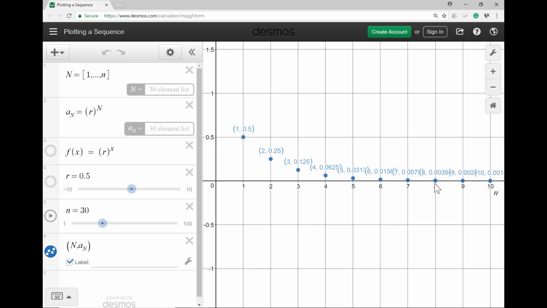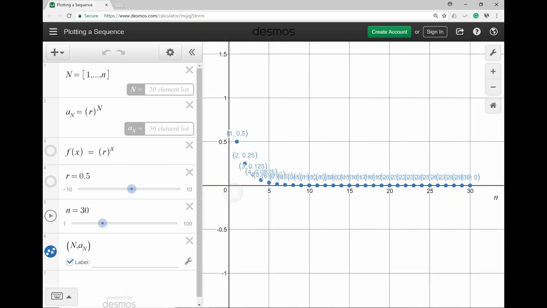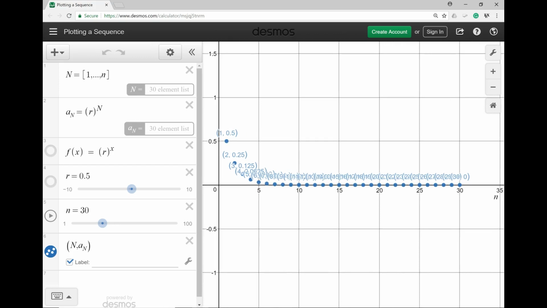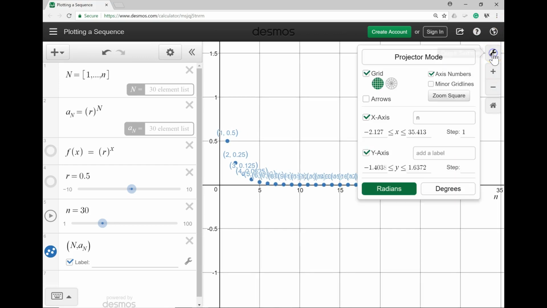Now I have a touch screen, and that allows me to use 2 fingers to pinch together and expand one particular axis. If you don't have a touch screen, then you would have to adjust your axis by going to the graph settings, and then by simply adjusting your x value right here, which isn't too terrible, is it?